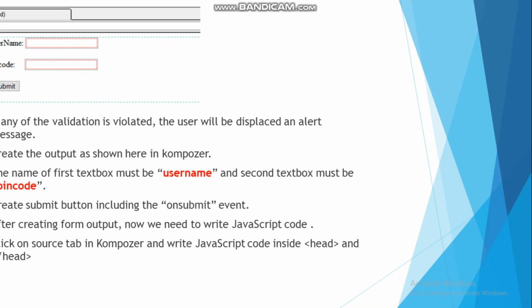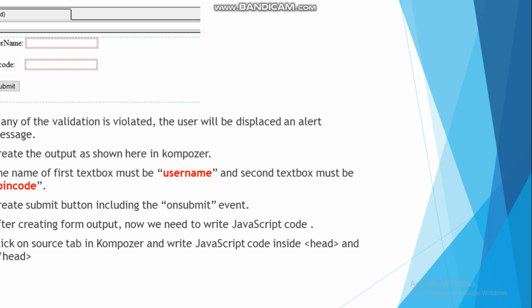So now we want to create this. So create the output as shown here in Composer. Remember, the name of first text box must be username and second text box must be pin code, because we will write JavaScript code also for this. So if we have given name, username and pin code, then it will be convenient for us to handle the JavaScript program.